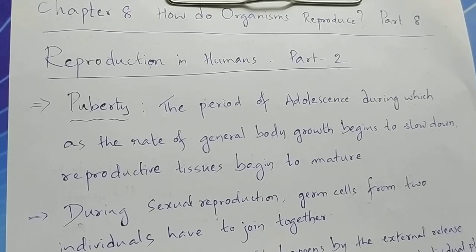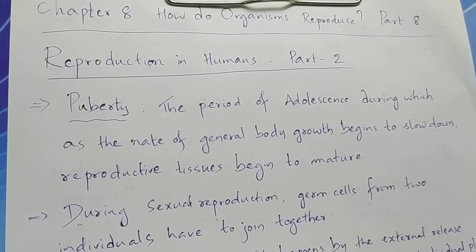This period of adolescence, during which the rate of general body growth begins to slow down and the reproductive tissues begin to mature, is called puberty. Okay.